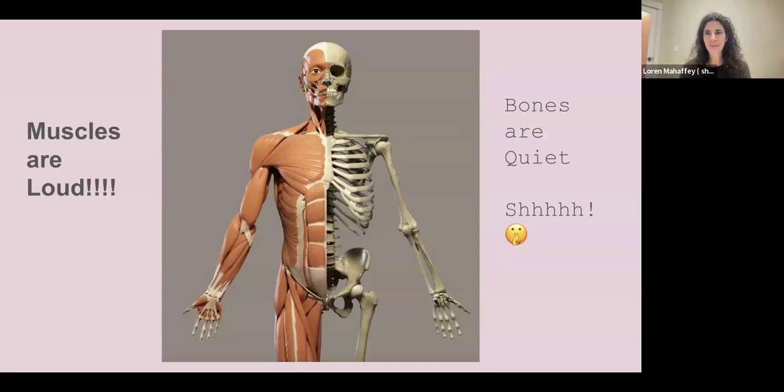Bones, however, are much quieter. Their volume in terms of sensation is very low, unless they're injured, of course. And you have to direct your awareness much more internally to sense your bones.